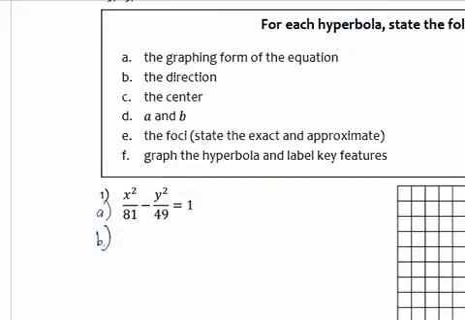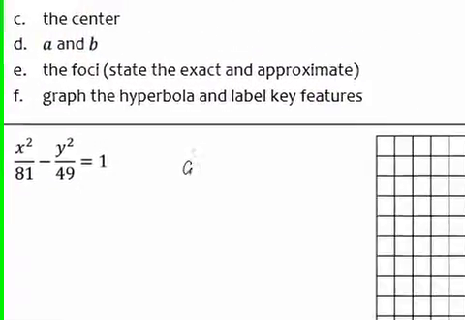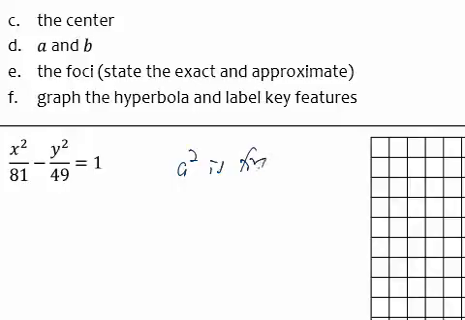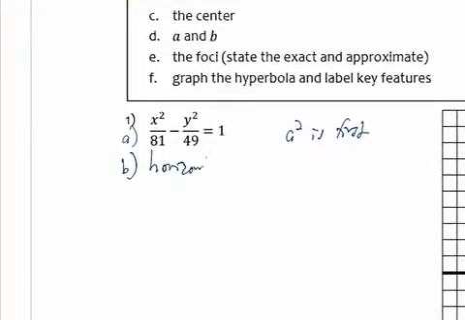Step B is to indicate the direction. We always say with hyperbolas that a squared is first. It is not necessarily the larger one. In this case, it does happen to be the larger one, but if you want to figure out what the direction is, you have to look at what is first. And that would be the x squared in this case. So this would be a horizontal. What we say is it has a horizontal transverse axis.